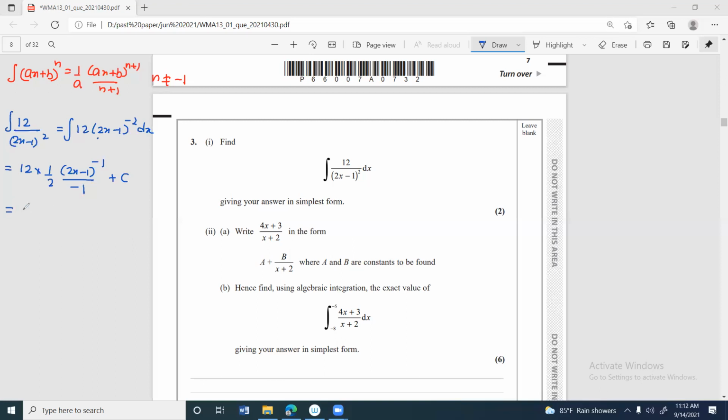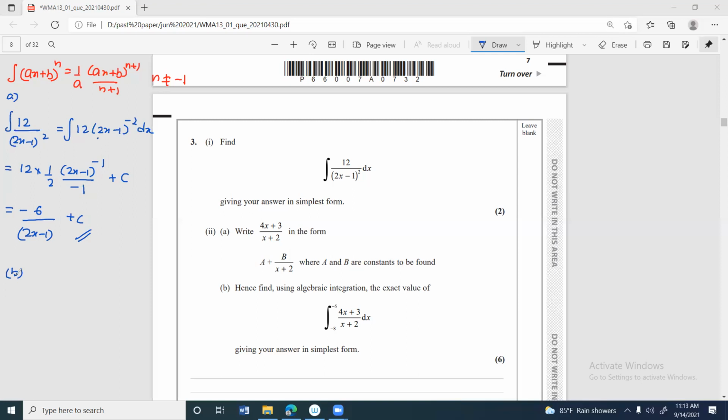If you do this, it turns out to be minus 6 over 2x minus 1 to the power 1. I can write it down: 12 divided by 2 is 6, and 6 divided by minus 1 is minus 6, plus C is the final answer for this question. That's the answer for part A.